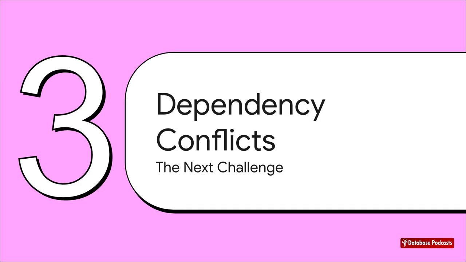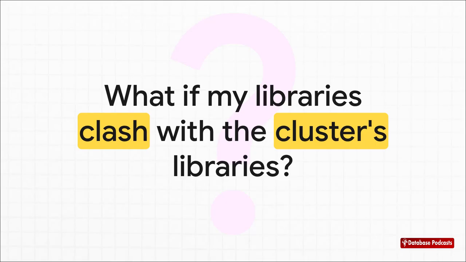There's a much sneakier, much more frustrating problem that can pop up: dependency conflicts. Exactly. This is a tough one. Imagine your application needs version 2.0 of a library, but the cluster itself already has version 1.0 of that same library installed. When your code runs, which one gets used? This is where you get those really painful errors like a no such method error. Your code tries to call a function that exists in version 2.0, but the cluster loads version 1.0 and that function just isn't there. Ouch!